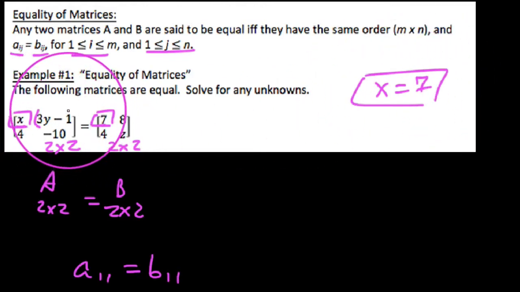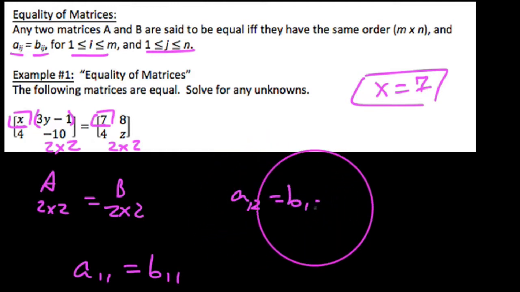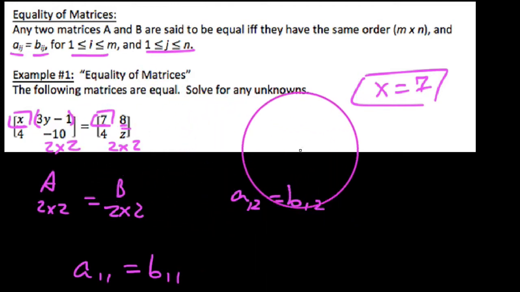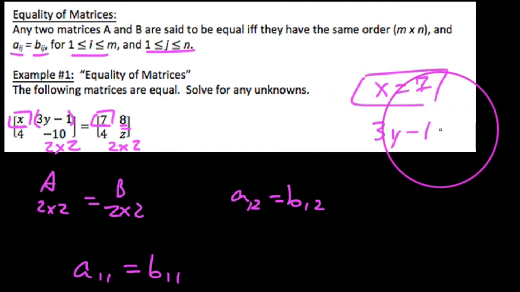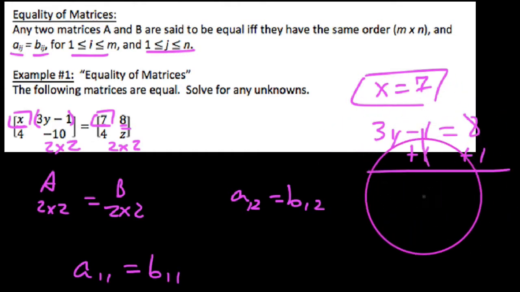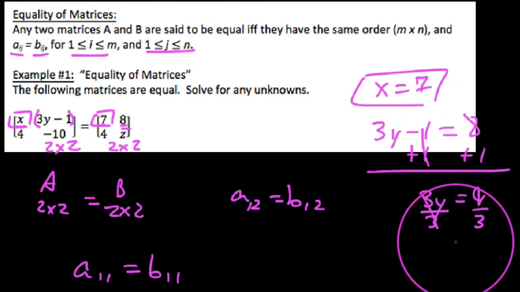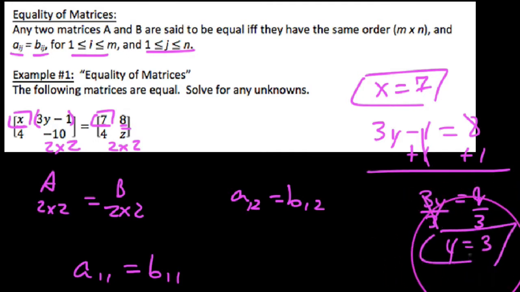Likewise, this 3y minus 1 is the entire entry in the first row, second column. That has to be equal to the first row, second column of the second matrix. So in this case, we get the conclusion 3y minus 1 is equal to 8. Then we can just go back and solve for any unknowns. So 3y is equal to 9, and dividing both sides by 3, we get y equals 3. So y must be 3.